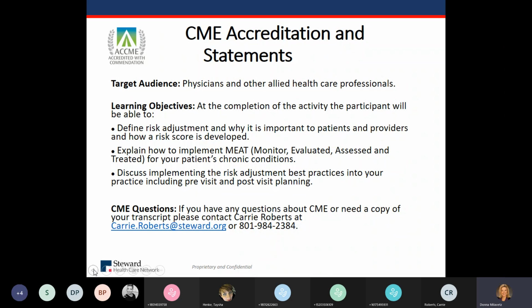Again, our learning objectives are really to define risk adjustment, as well as explain how to implement, monitor, evaluate, assess, and treat your patients for chronic conditions, as well as code appropriately for them.